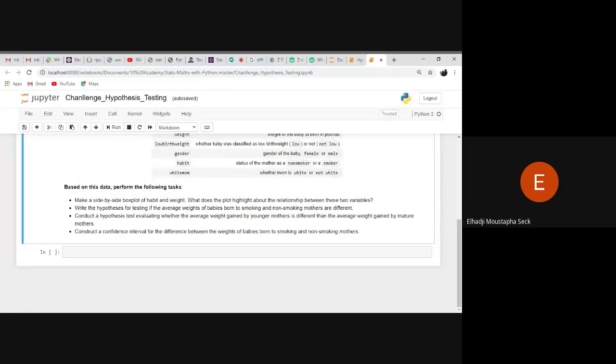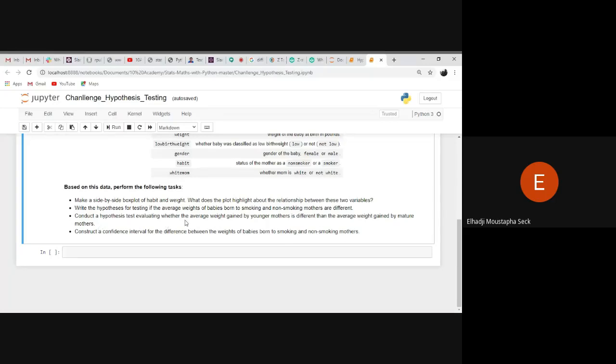Here, the first question somebody was asking this morning: you have to perform some box plot, and you have to write the hypothesis for testing if the average weight of babies born to smoking and non-smoking mothers is different. So I think you already have the methods. Either you see if you are going to use a T-test or Z-test, depending on the size of the data you have. And here there is another hypothesis testing that you are going to perform: whether the average weight gained by young mothers is different from the average weight gained by mature mothers.